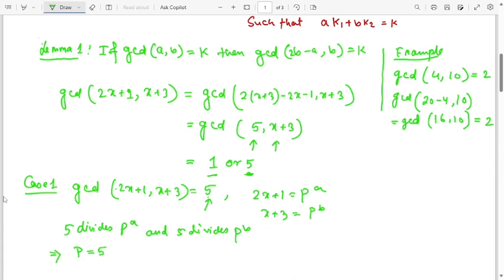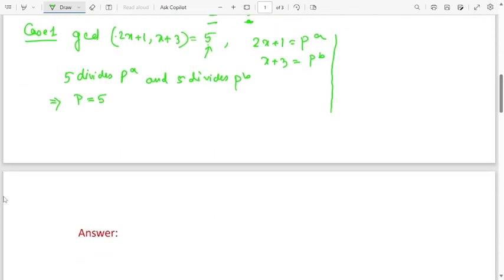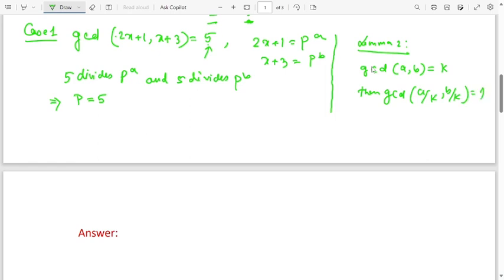So we get our prime p. Now we are going to use another lemma. What is this Lemma 2? Lemma 2 is that if GCD of a comma b is equal to k, then GCD of a by k, b by k is always 1. That means they are co-prime.